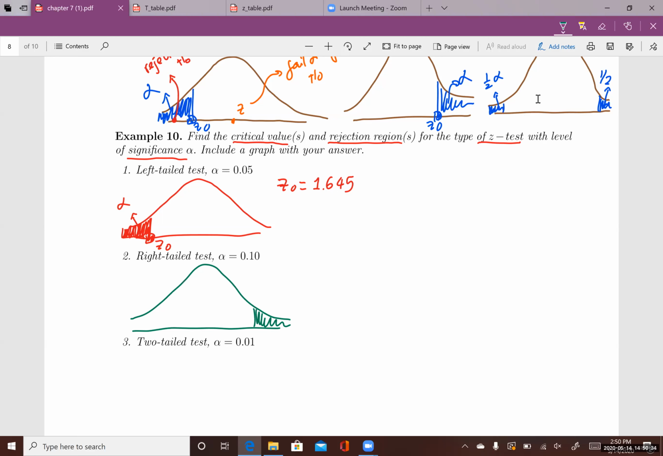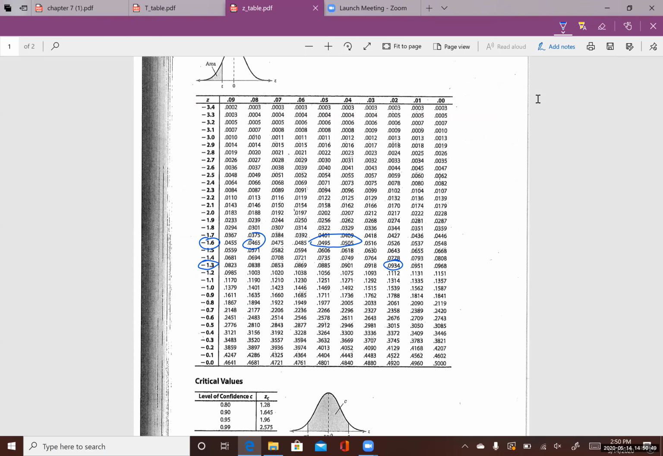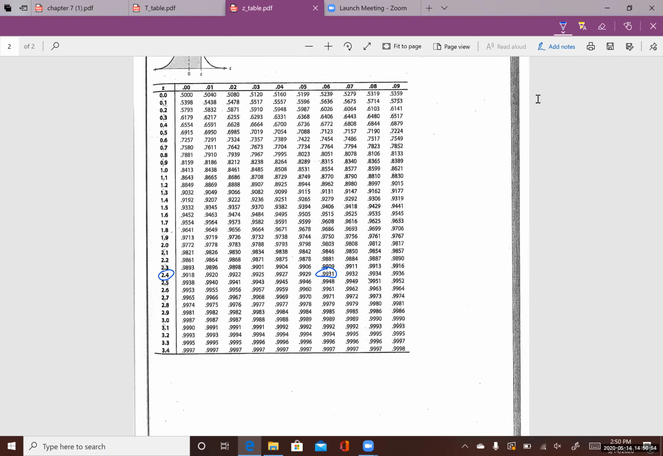Okay. Now, if I have a right tail test, and I know that my rejection region has to be on the right of the distribution, and I know the alpha is 0.1, then I need to find the Z that corresponds to 0.1 to the right, and I can use a Z table again. 0.1 to the right means 0.9 to the left. If it's 0.9 to the left, then I can try to find it here. So I found that this is the closest one to 0.9, and it corresponds to 1.28. So 1.28 is the Z critical value.